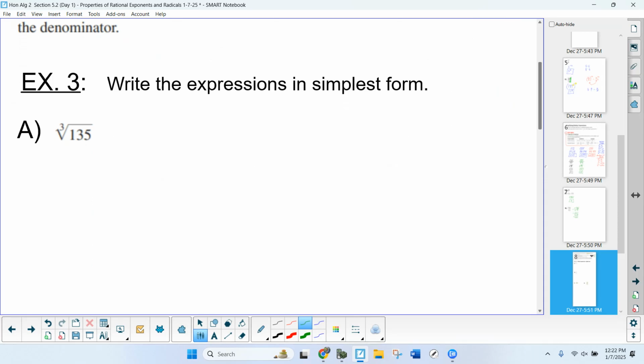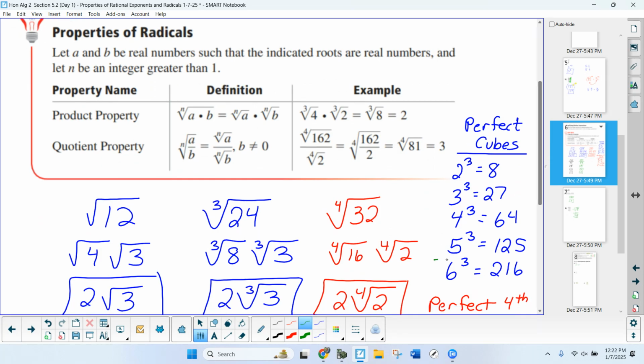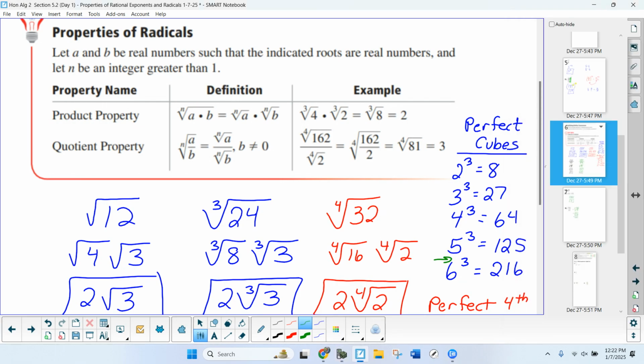All right, write the expression in simplest form. Okay, cube roots. So we got to figure out what perfect cube would divide into 135. So think about your list of perfect cubes. We got to go to 135. So obviously 135 fits right here. Does 125 go into 135? No. Does 64 go into 135? 27? Possibly. 135 divided by 27. Does it go in evenly? Yeah. So what are we going to break this up into?